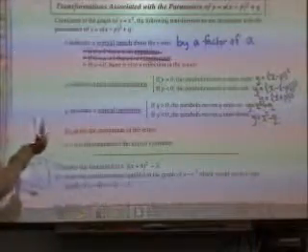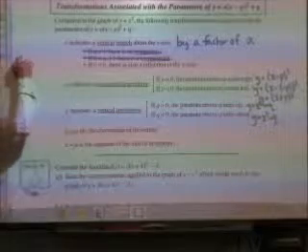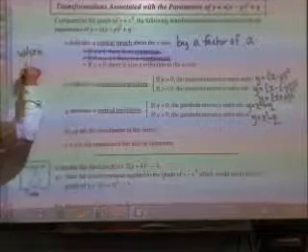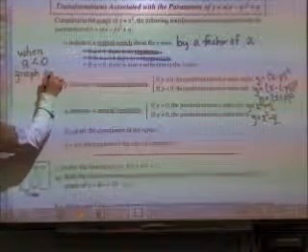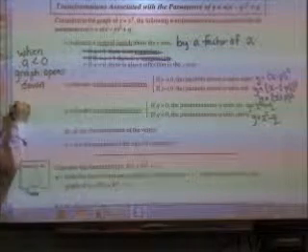The other thing you could write here to add to your notes is when a is less than 0, the graph opens down. And when it is greater than 0, the graph opens up.